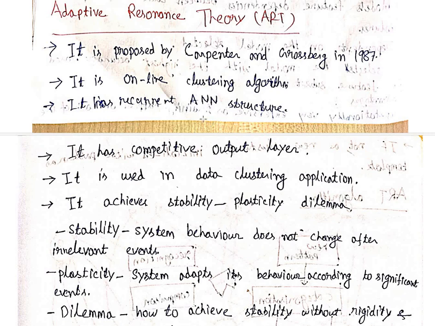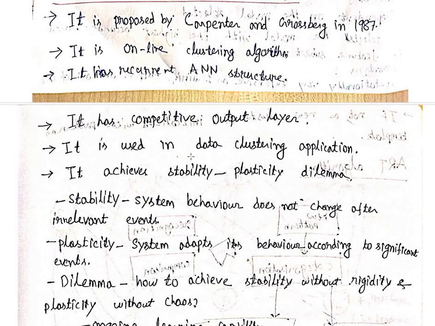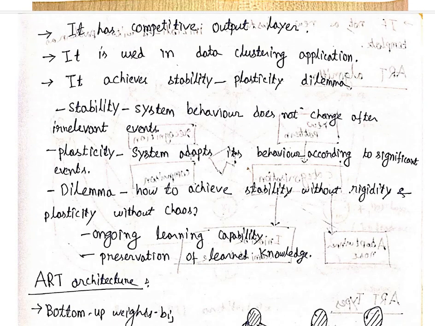Welcome. Today's topic is adaptive resonance theory, ART. It was proposed by Carpenter and Grossberg in 1987. It is one of the online clustering algorithms. It has a recurrent ANN structure, which means all neurons are connected to every other neuron. It has a competitive output layer. It's used in data clustering applications.